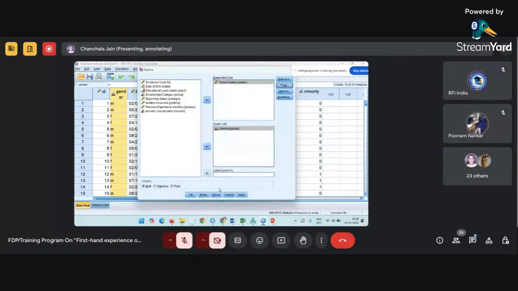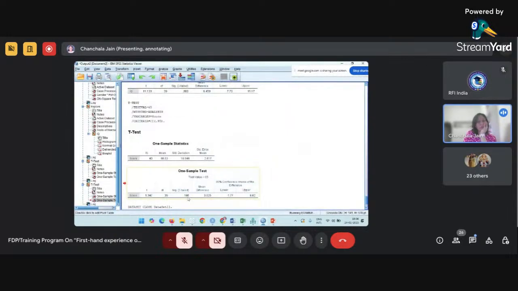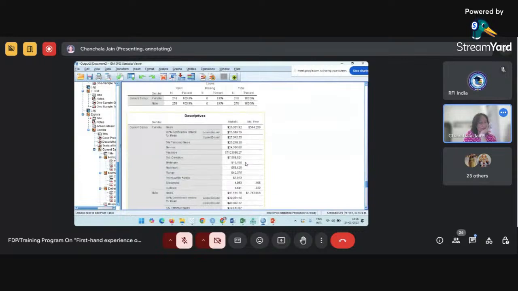Yes, ma'am. Okay. So apart from this, nothing we need to do. You can click on the OK to get the output. So I think without your permission, I did that so that we can proceed further and see the output.